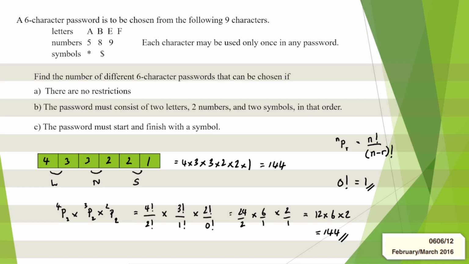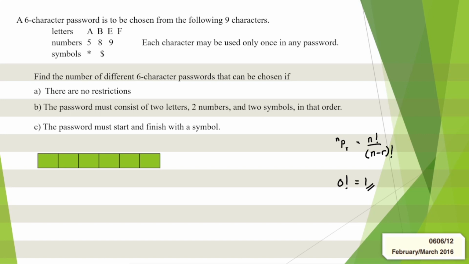Let's move on to part C. In part C, the password must start and finish with a symbol. So for the first position, there are 2 options for a symbol. So we write 2 here, which leaves the last position having 1 option. The remaining letters and numbers can be arranged as 7 in this position. When 1 has been used, we'll have 6 in this position, and so on. 6, 5, 4. So that will give us 2 times 7 times 6 times 5 times 4, which gives us 1,680 permutations where we have a symbol in the first and last position.